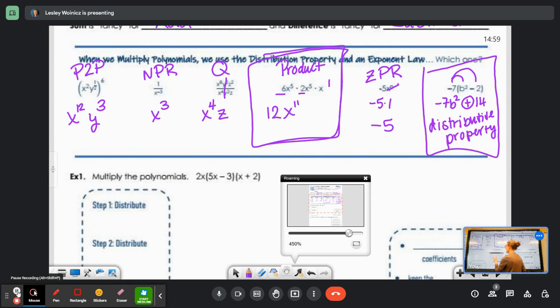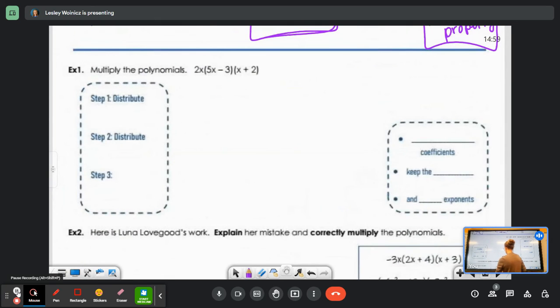Okay, so yesterday we had problems that looked like this without the 2x in front, right? And we just did extended distribution. We learned how to FOIL. We learned how to use a box if that was what we liked. Today, we're going to be doing more of the same. We just have one extra distributing step.